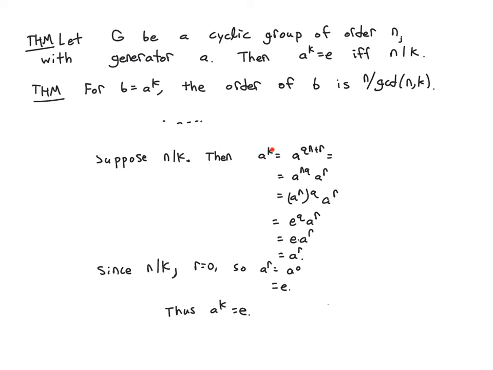Well, a to the k is equal to a to the qn plus r. Wait, where did this come from? Oh, that's right. This was my decision to use the division algorithm before I started on the if and only if proof.